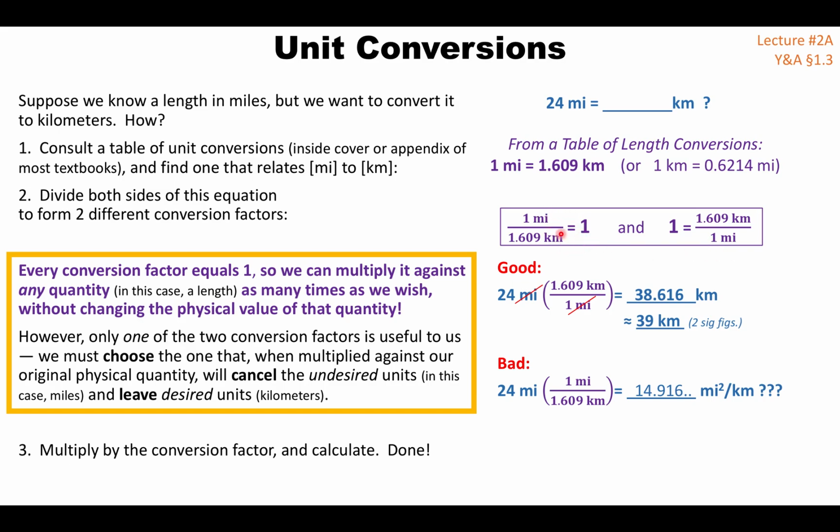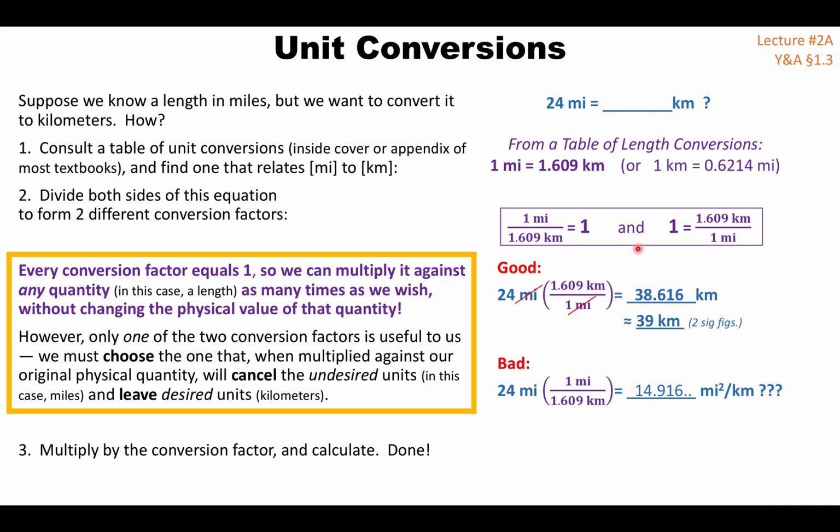Just for good measure, let's see what happens with the one on the left. If we multiply 24 miles against this conversion factor here, then we find that we wind up with miles squared in the numerator, and we have kilometers in the denominator, which is not what we want at all. Technically, this quantity here is still 24 miles, but it doesn't really look like a length at all. And this is not the units that we wanted. So that's the wrong choice.